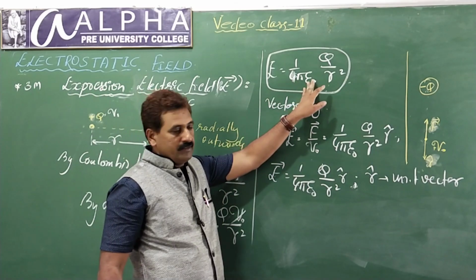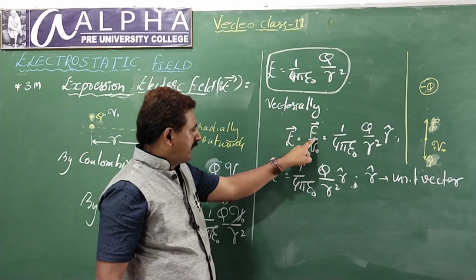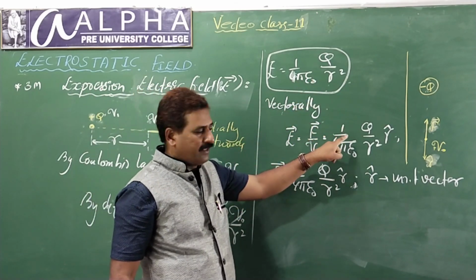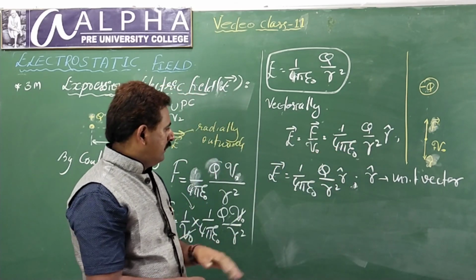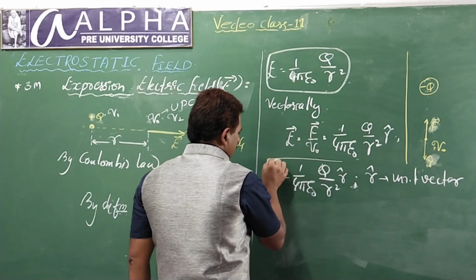Then the final expression, in vector form. As force is a vector, the field is also a vector. You have to show direction: E = 1 over 4 pi epsilon 0, Q by R square, into R cap. So this is how we have to write. R cap is a unit vector.